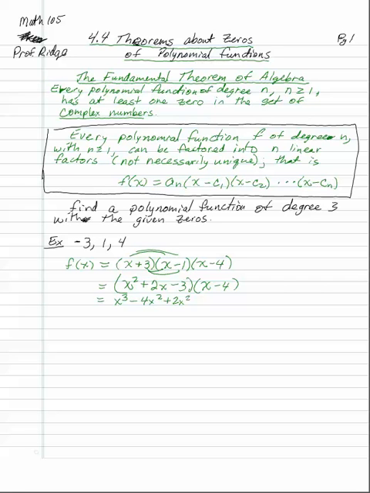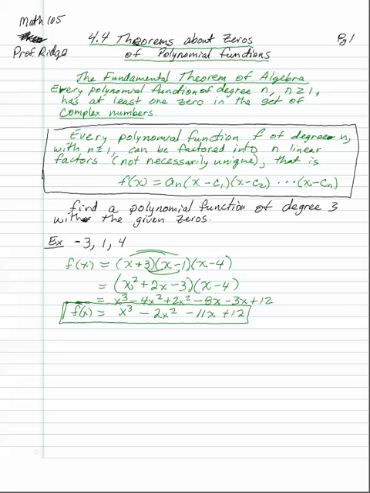2x times negative 4. Now I'm going to distribute the negative 3. So I get negative 3x, positive 12. Combine my like terms. So we get x cubed minus 2x squared minus 11x plus 12. So that's our polynomial of degree 3 that has those zeros.